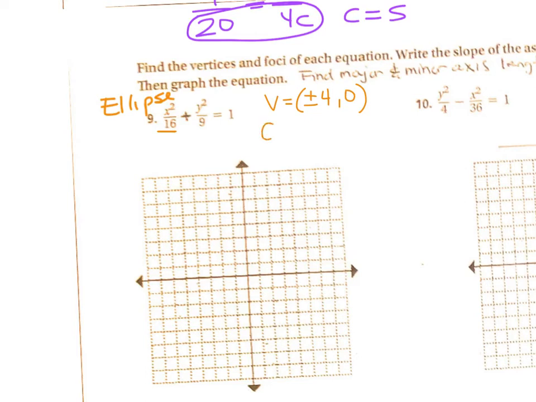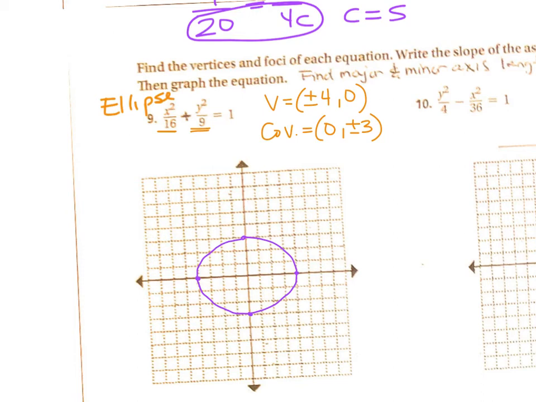That means your co-vertices are the other. So that's your b value, which would be 3. So that's going to be at 0, plus or minus 3 on that one. So if we plot those, you have plus or minus 4. 1, 2, 3, 4. 1, 2, 3, 4. And then 3 and 3. That's 2, 3. There we go. So your ellipse looks something like this.